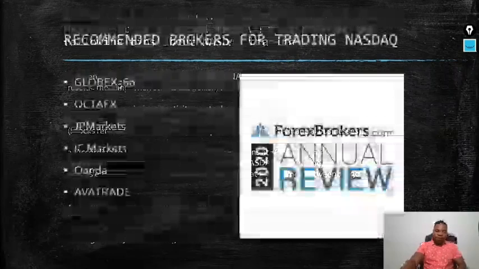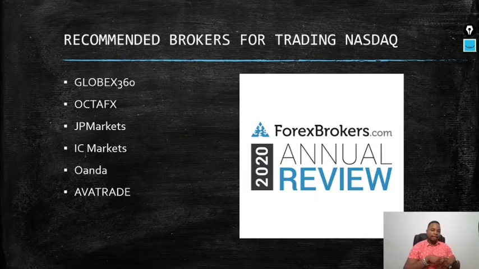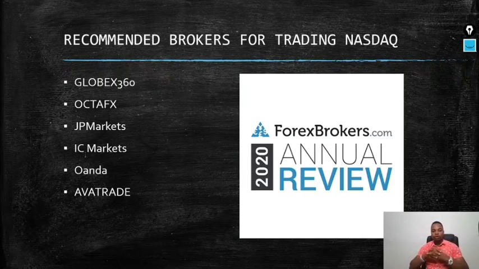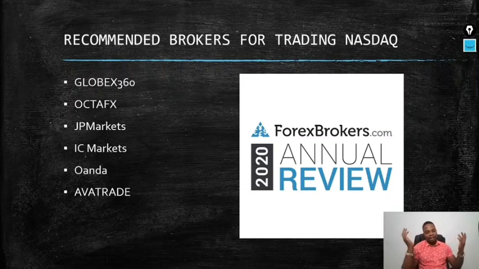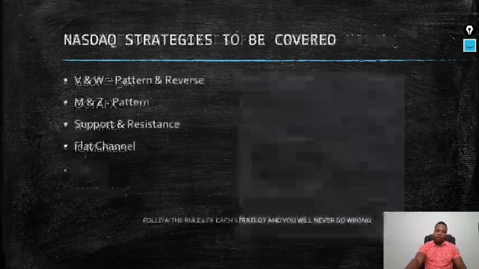Moving right along, there are a lot of brokers that have NASDAQ. However, we as FX Goat recommend the following brokers which will make your trading journey of NASDAQ the nicest one. For instance, we have Globex 360, which is a South African broker, and Octa FX, which is based in London, JP Markets, which is a South African broker, IC Markets, which is based in Australia, and Orbex, as well as Avatrade. These brokers will make your life nice when it comes to trading NASDAQ.